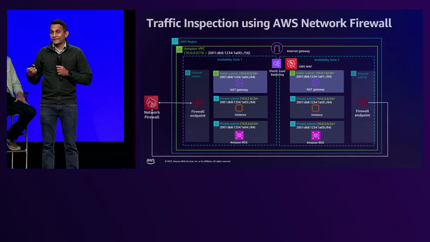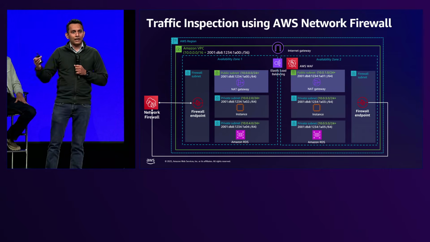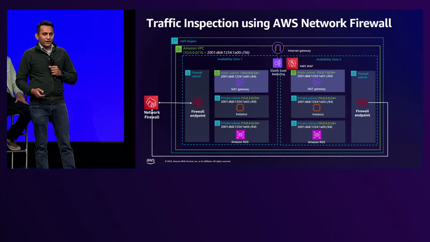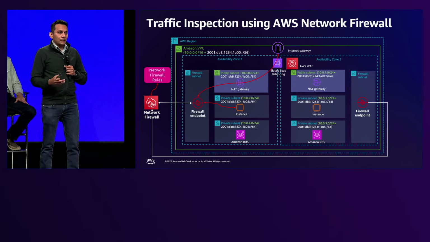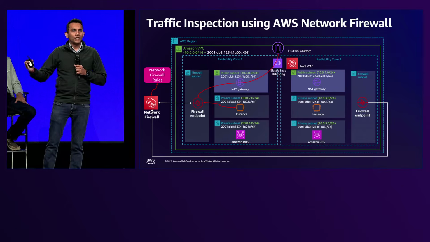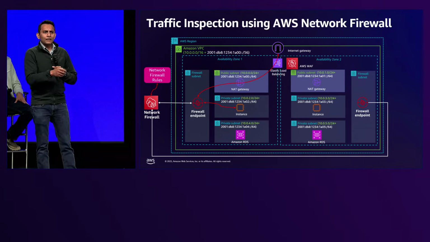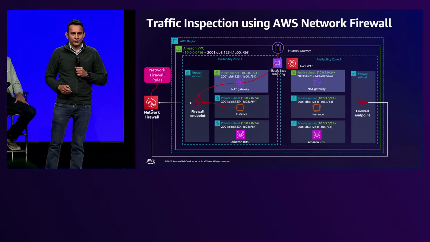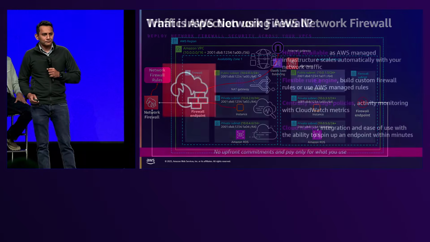Customers use AWS Network Firewall to protect both incoming and outgoing traffic from their VPCs. They define their security intent using network firewall rules, and network firewall will now start monitoring anything that is going in and out of your VPCs. So I'll come back to this slide shortly to explain how you can insert network firewall in this architecture. But let's first look at what is AWS Network Firewall.